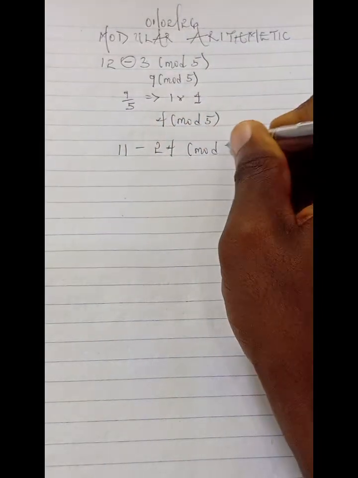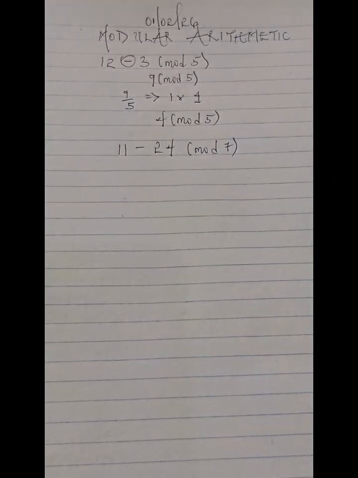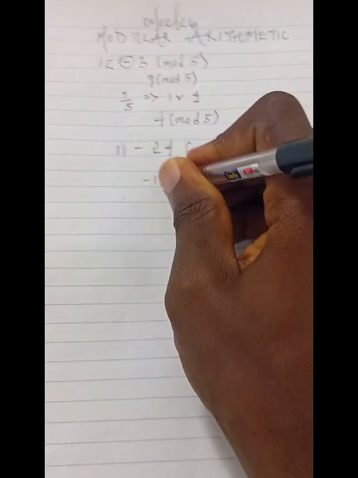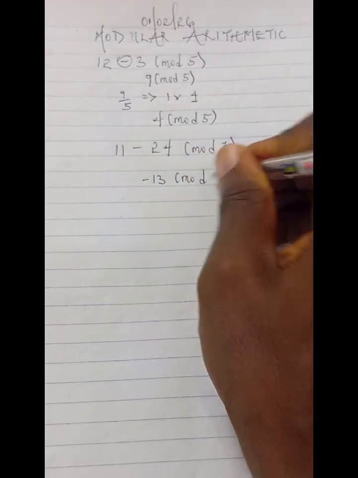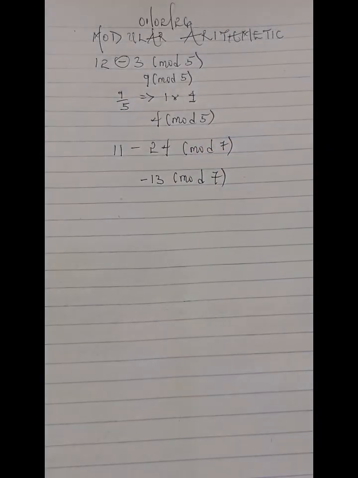Now look at, assuming we had something like this, 11 minus 24 mod 7. So quickly we subtract this. Now 11 minus 24 is going to give us minus 13 mod 7. Now look at minus 13 mod 7. Is it within the set of residue? Obviously no. So the set of residue should be from 0 to 6. Now, minus 13 is outrightly out of it.